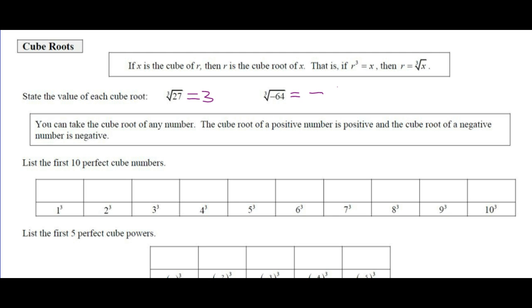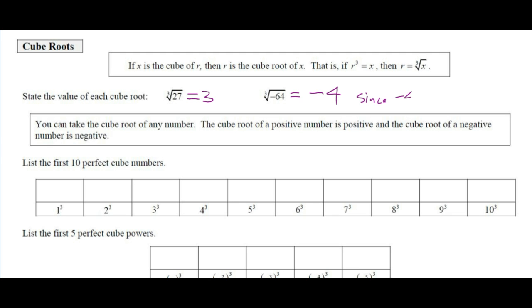This is not square roots, right? With square roots, first of all, you can't do the square root of a negative. As a matter of fact, you can't do the even root of any negative number. But odd roots can be of negative numbers. You can do an odd root of a negative number.